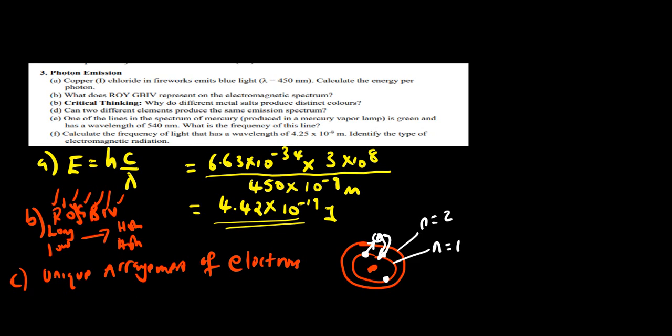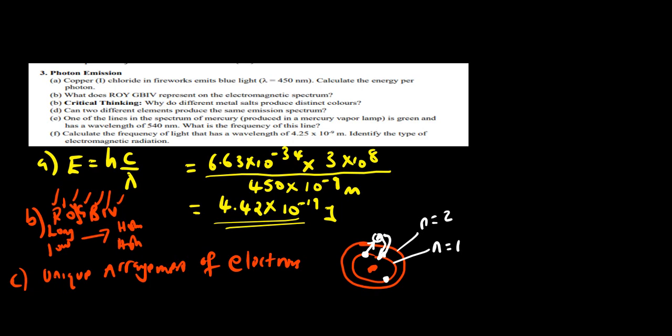Now question D is, can two different elements produce the same emission spectrum? No, we've said they've got a unique arrangement of electrons. So two different metals cannot produce the same emission spectrum. Why? Because each element has a unique set of energy levels, and the transitions between these energy levels result in characteristic spectra which are different. This is why emission spectra are sometimes called fingerprints. Your fingerprints are different from someone else's, very unique.